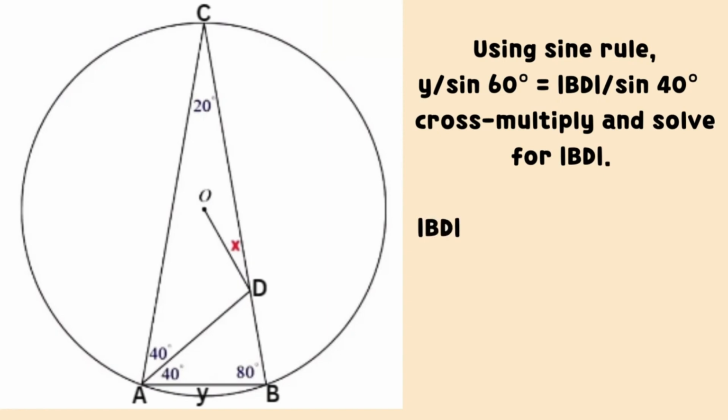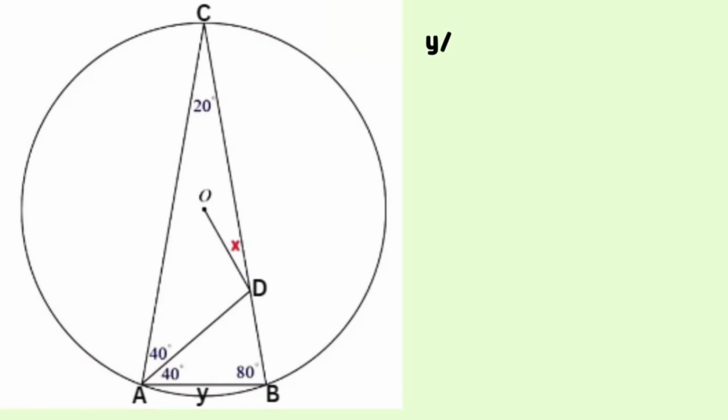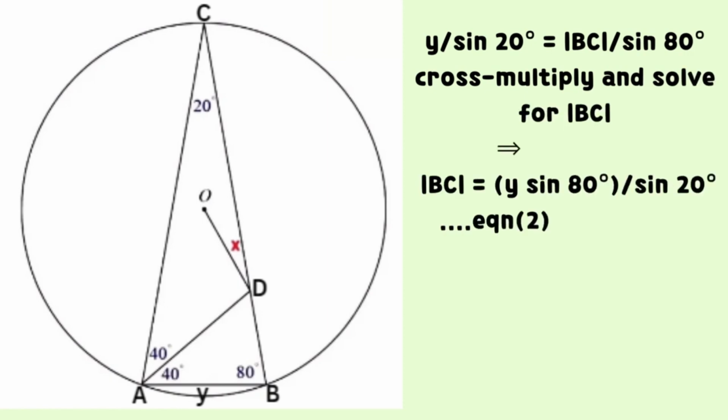Using the sine rule, the ratio of y to sine 60 degrees equals the ratio of line BD to sine 40 degrees. Cross multiply and solve for the length of line BD. We call the equation obtained for line BD equation 1. From triangle ABC, using the sine rule, substitute values, cross-multiply and make line BC the subject of the formula. We call the equation formed for line BC equation 2.